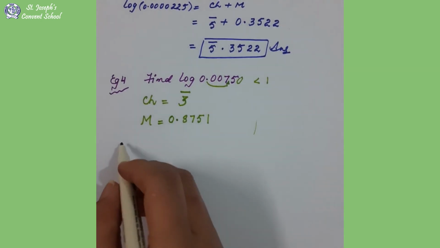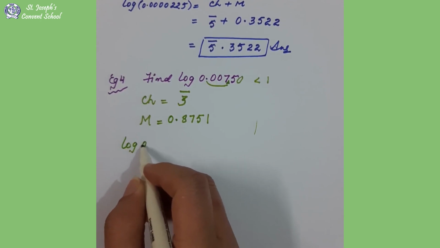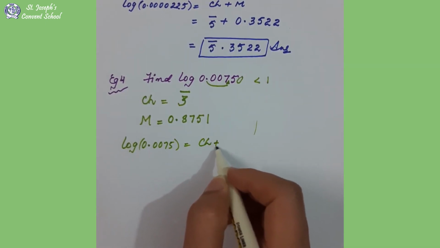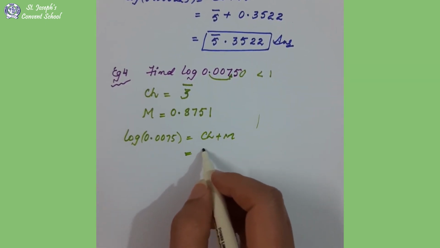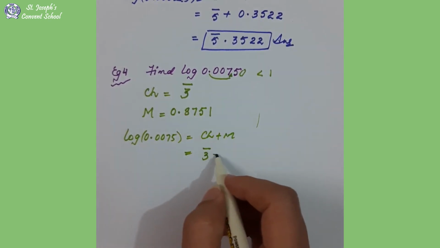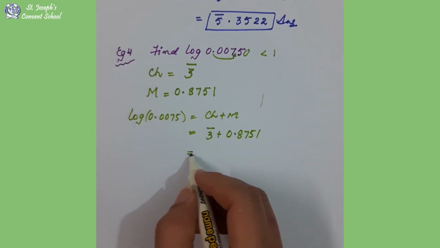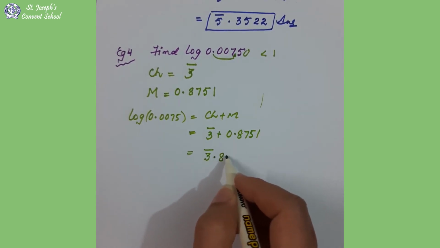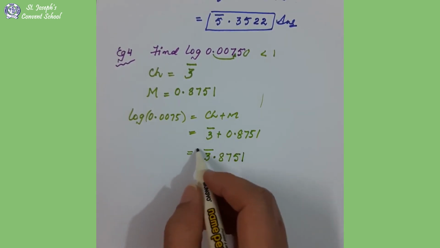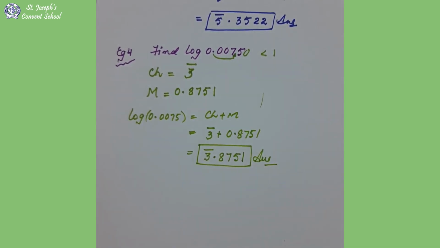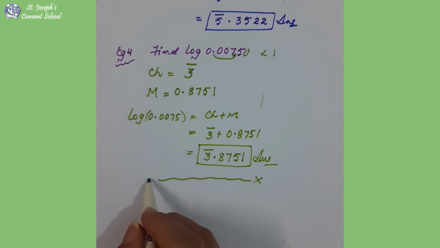0.8751. Now the last step: log 0.0075 equals characteristic plus mantissa. So the characteristic is bar 3, plus mantissa 0.8751. After adding, you'll get bar 3.8751. So this is the answer. Okay, so easy it is to see how to read the values, how to find the characteristic, and how to read the table. If you have understood these two things, you can easily find the log.